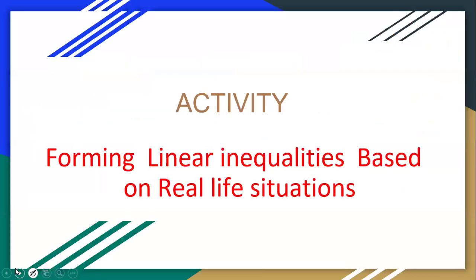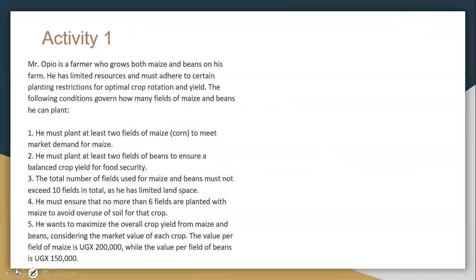Now let us start on our activity. So we are going to look at forming linear inequalities based on real life situations. I want to let you know that in this topic, we are dealing with only word problems. Okay, and this is going to be my first activity. Now, my first activity is telling me that Mr. Opio is a farmer who grows both maize and beans.